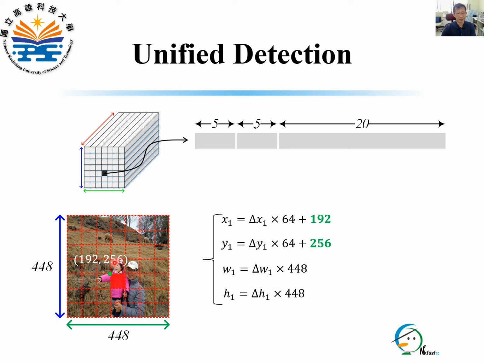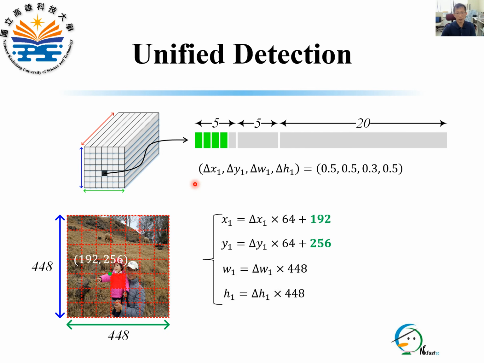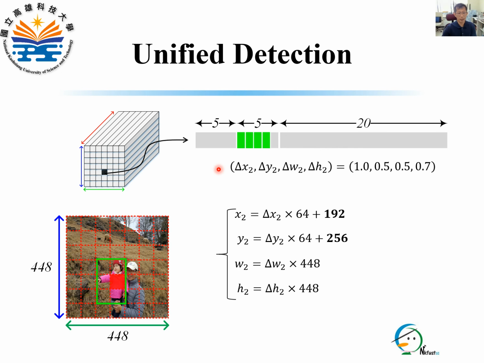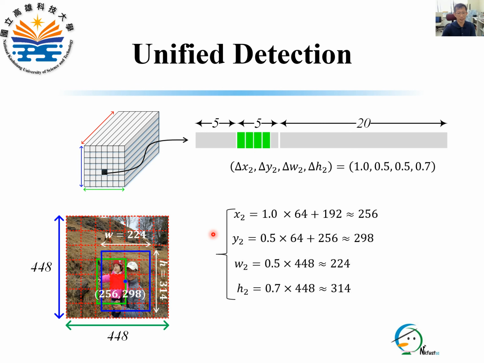By taking this anchor as an example, let the predicted parameters for the first box be 0.5, 0.5, 0.3, and 0.5. According to these equations, we can compute the center point and the box size of the first bounding box. Similarly, based on the predicted parameters for the second box, we can also compute its center point and the box size.